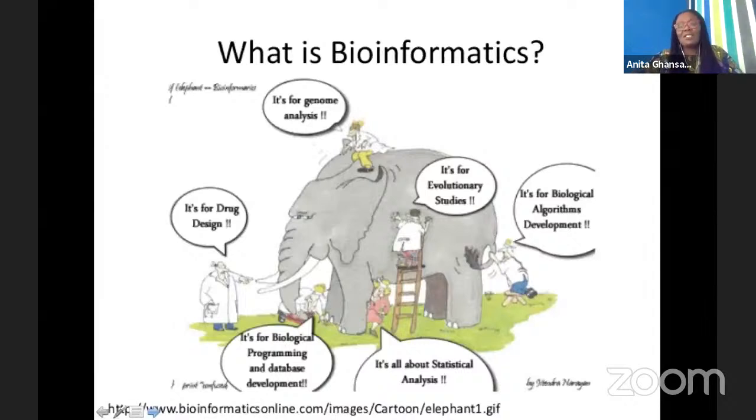So before I even start, I want to ask, what is bioinformatics? Is it for genomics analysis, for evolutionary studies? Is it for biological algorithm development? Is it for drug design? So basically, you can see how we are all scrambling to find our niche on the bioinformatics platform.